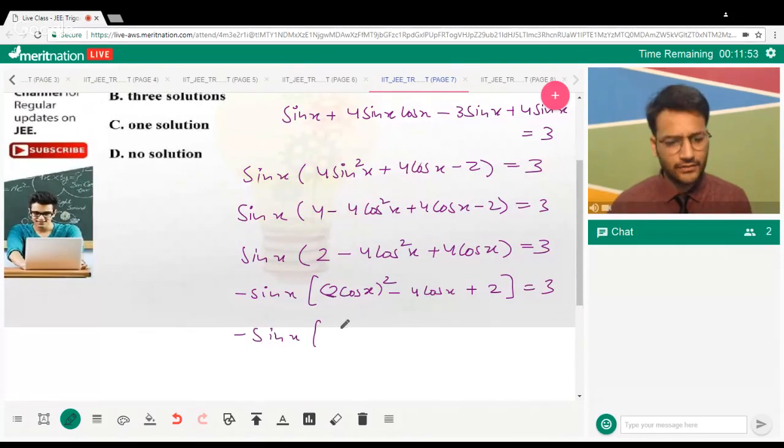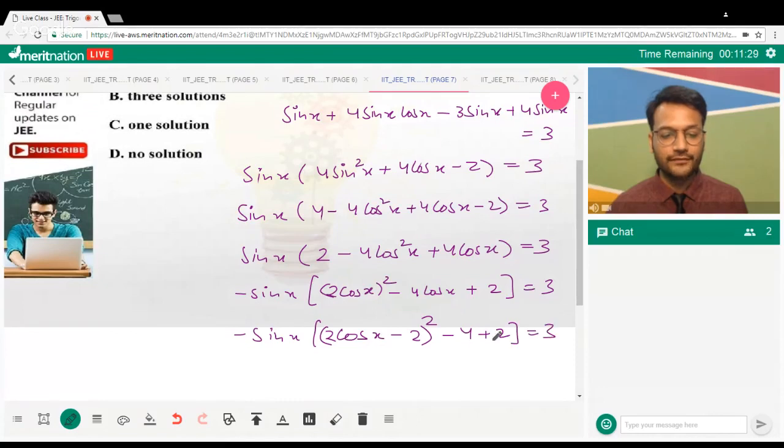And this, if we just complete the square, turns out to be 2 cos x minus 1 upon, just like we need to add a 4 and subtract a 4. So it will be 2 only, whole squared minus 4 plus 2. This is what we're going to have by completing the square. So we have 2 cos x minus 2 whole square minus 2 is equal to 3, right? Completing the square, that's it.